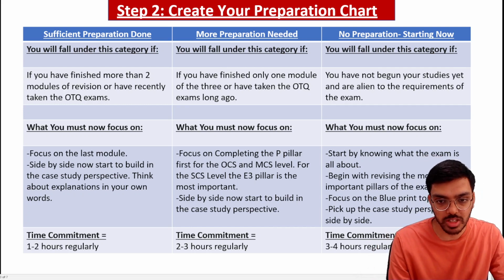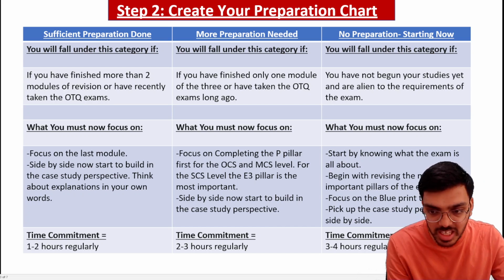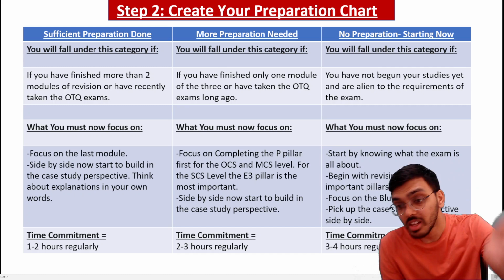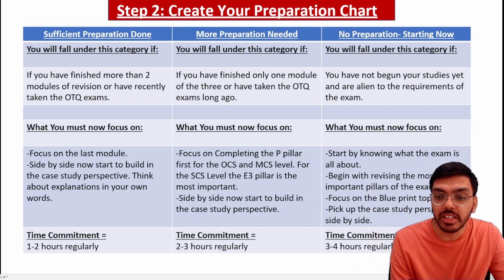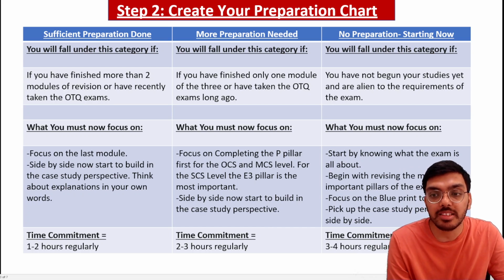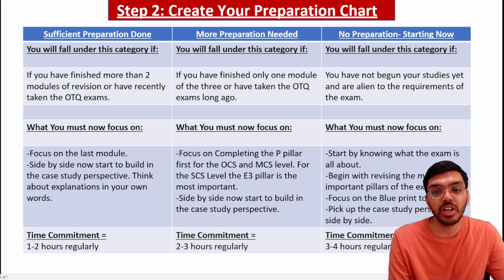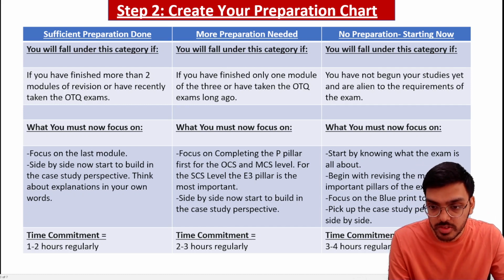Like I said, for OCS and MCS, you have to begin with the P pillar. For the SCS, you have to begin with the E pillar. Side by side, focus on the blueprint topics. Now, what are the blueprint topics? These are core areas which have been identified by CIMA as important areas from your E, P and F pillars.